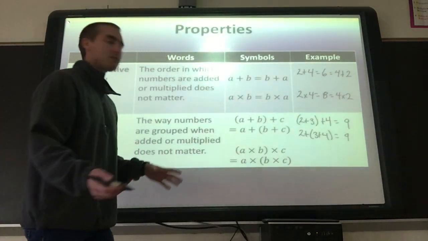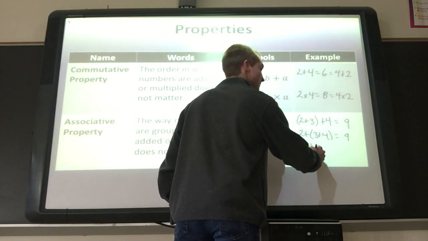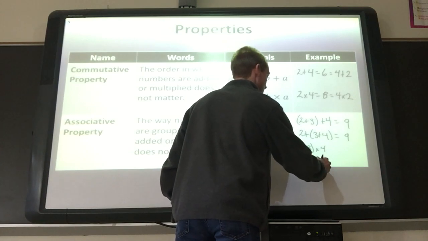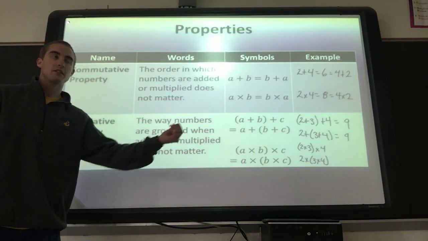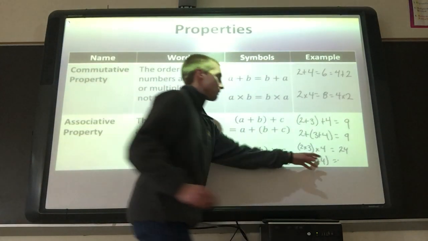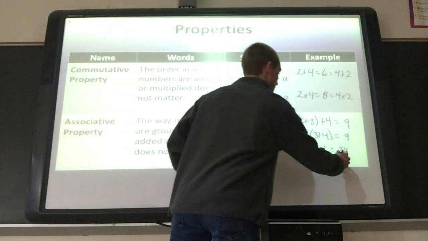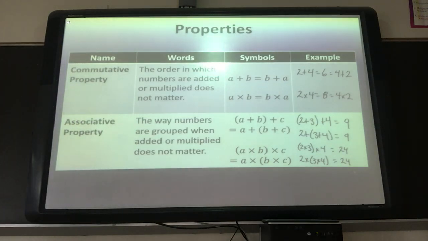The same thing can be said for multiplication. If we did parentheses 2 times 3, times 4, and 2 times parentheses 3 times 4. Inside parentheses first, 2 times 3 is 6, and 6 times 4 gives us 24. And then with 3 times 4 in parentheses, 3 times 4 is 12, and 12 times 2 would be 24 as well. So the way that we group numbers in parentheses does not matter if we are adding or multiplying. That's the commutative and associative property.